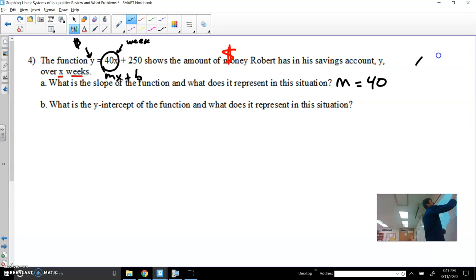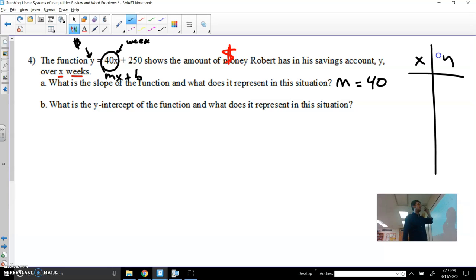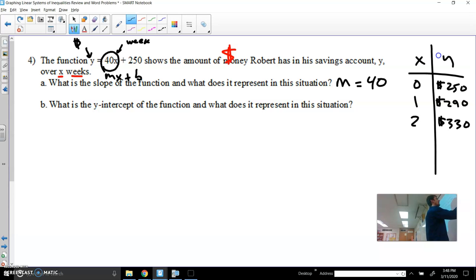Well, let's think about it if you were to make a table of values and say, well, hey, I want to plug in 0. Let's think I didn't work at all. Well, 40 times 0 would be 0, plus 250. Basically, if I have not worked yet, it's like Robert already had $250 in his account. But after 1 week, if you do 40 times 1, 40, plus 250, that would give you $290. So in 1 week, it seems like he's made $40 extra in his account. And if you were to plug in 2, 40 times 2 would be 80, and adding that gives you 330. So that 40 represents $40 each week. That is the amount of money that he is saving each week. He's saving $40 a week.